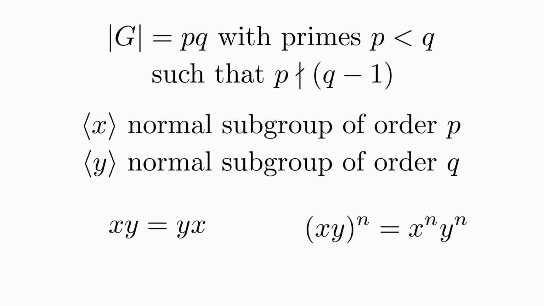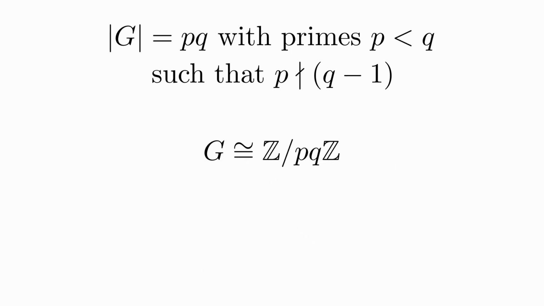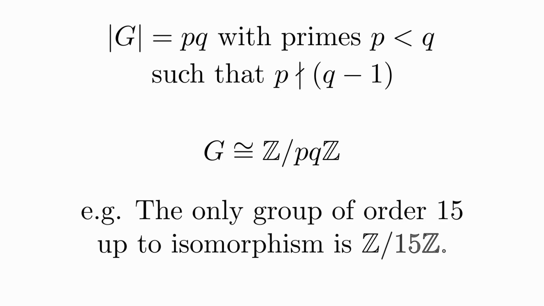We can apply this to see that the powers of the product of X and Y is equal to the product of the respective powers. Using this, we can see that the order of the element X times Y is equal to P times Q. So the group G is generated by the product of X and Y. This means that we have a cyclic group, which we already know is isomorphic to some quotient of the integers. For example, this implies that the only group of order 15, up to isomorphism, is the integers modulo 15.